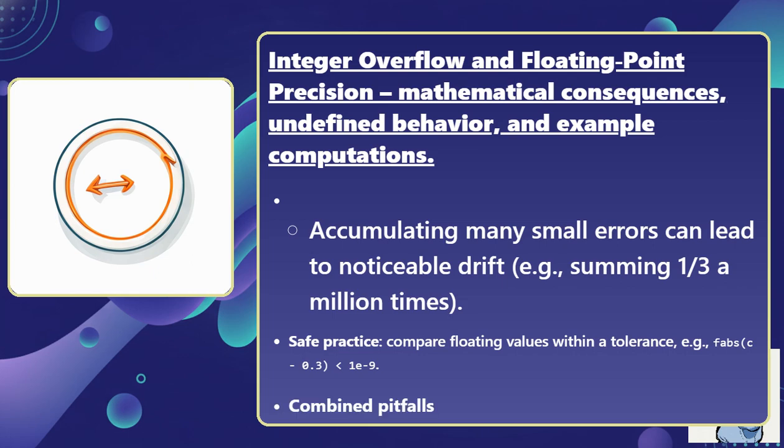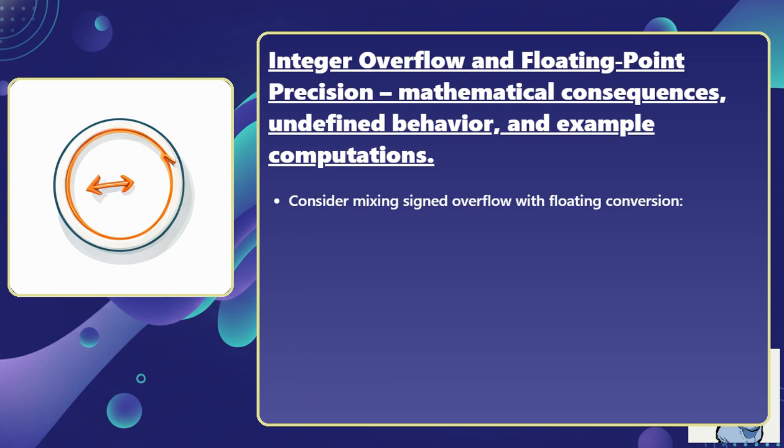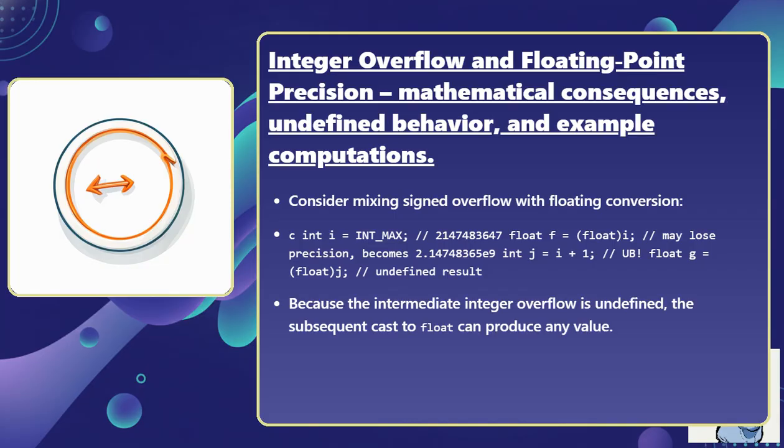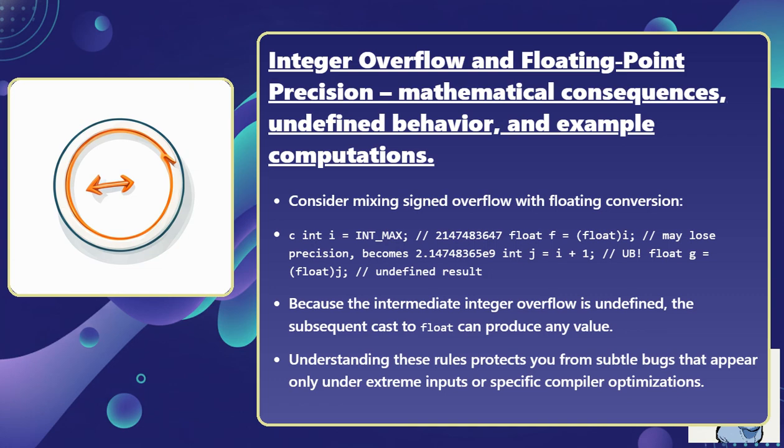Combined pitfalls. Consider mixing signed overflow with floating conversion. int i = INT_MAX, which is 2147483647. float f = (float) i may lose precision, becoming 2.14748365e9. int j = i + 1 is undefined behavior. float g = (float) j gives an undefined result. Because the intermediate integer overflow is undefined, the subsequent cast to float can produce any value. Understanding these rules protects you from subtle bugs that appear only under extreme inputs or specific compiler optimizations.